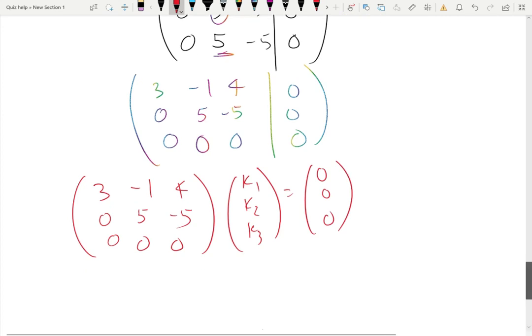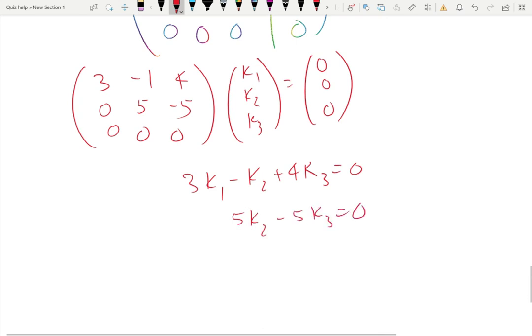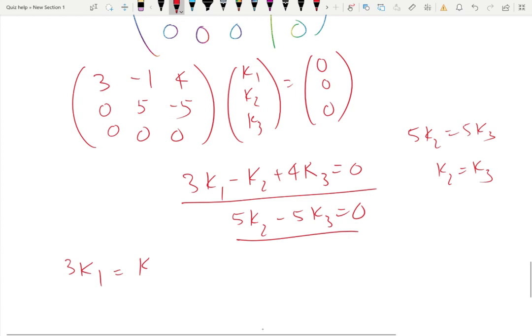So now let's write down the equations. Okay, so 3k1 minus k2 plus 4k3 is equal to 0. 5k2 minus 5k3 is equal to 0. So those are the two equations. From the second equation we get 5k2 is 5k3. That means k2 is k3. Now from the first equation we get 3k1 is k2 minus 4k3.